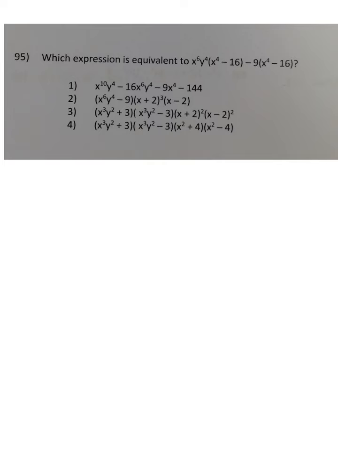Alrighty, so number 95. I already see that I've got 2 terms here separated by a minus sign. So if I look on the left and I look on the right, I see they both have a GCF of x to the 4th minus 16. So I'm going to take that out. Okay, so I'm going to make x to the 6th, y to the 4th minus 9. I'm going to take those 2 GCFs and put them in one set of parentheses. And then the x to the 4th minus 16 I'm going to put in the other parentheses.